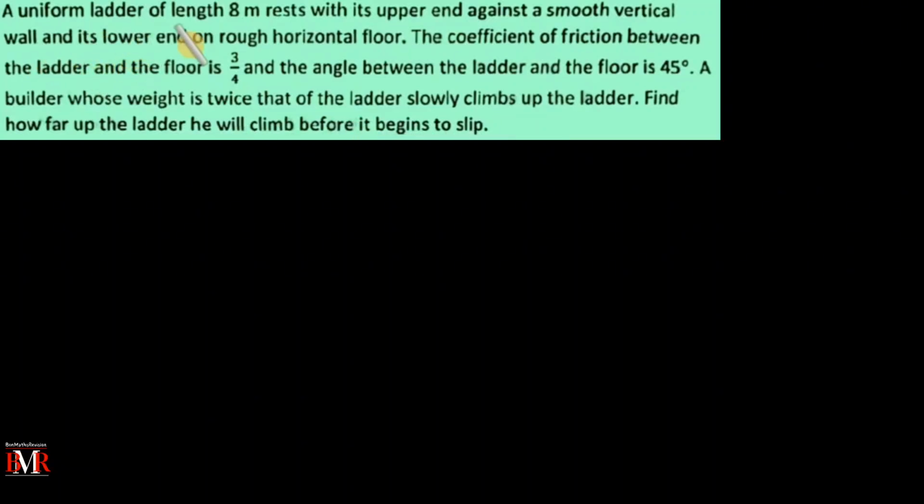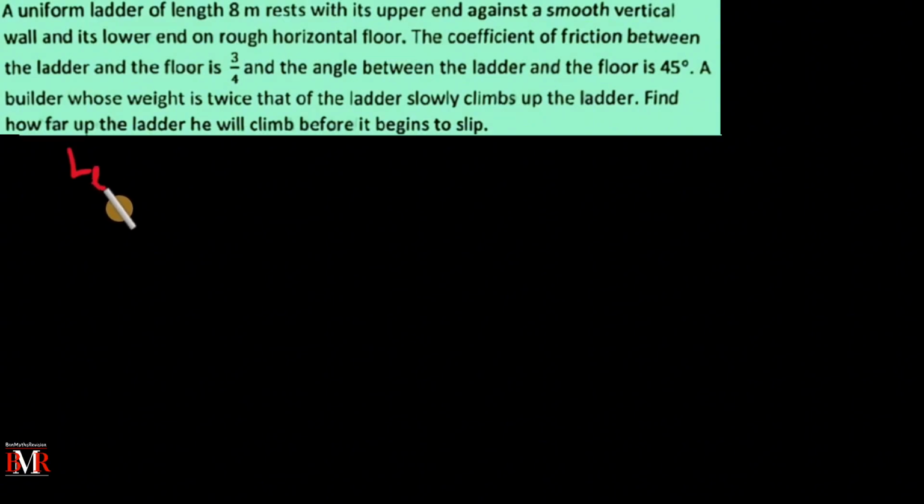Now let me go over the question again to analyze and see how to solve. So the problem here is to calculate the distance the builder will climb on the ladder before it starts to slip. Slip here means before the ladder slides or falls. A uniform ladder of length 8 meters. So it means the length of the ladder is 8 meters.